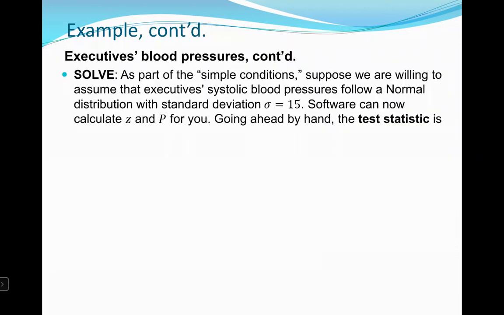As part of the simple conditions, suppose we're willing to assume that the executives' systolic blood pressure follows a normal distribution with standard deviation sigma equals 15. Software can now calculate Z and P for you. Going ahead by hand, the test statistic is Z equals X bar, our observed mean for the sample, minus mu naught, the mean given to us about the population, divided by the population standard deviation, which itself is divided by the square root of the sample size.